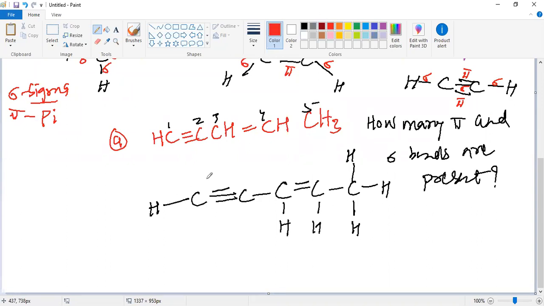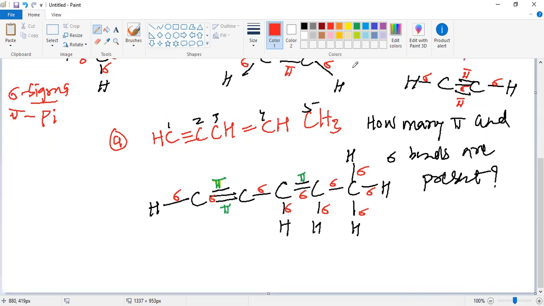So let me show you the multiple bonds first. This is the pi bond. This bond is going to be the pi bond, my dear students. This is also a pi bond. This is even going to be a pi bond. Now the rest of the other bonds are sigma. So this is sigma, this is sigma, this is sigma bond, this is sigma bond, sigma bond, sigma bond, sigma bond, sigma bond, sigma bond, and sigma bond.